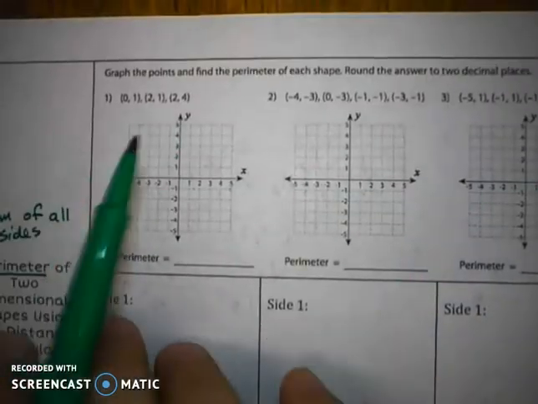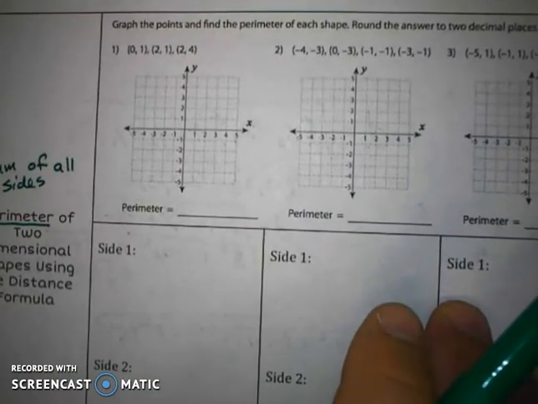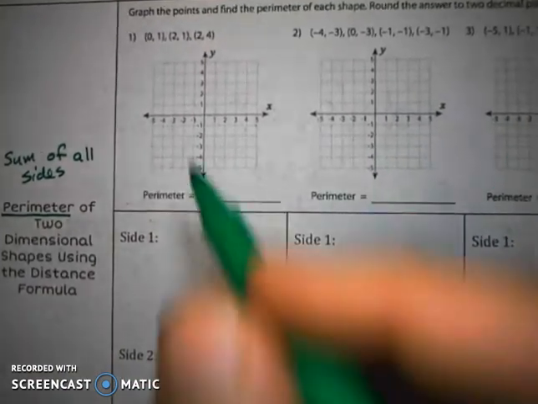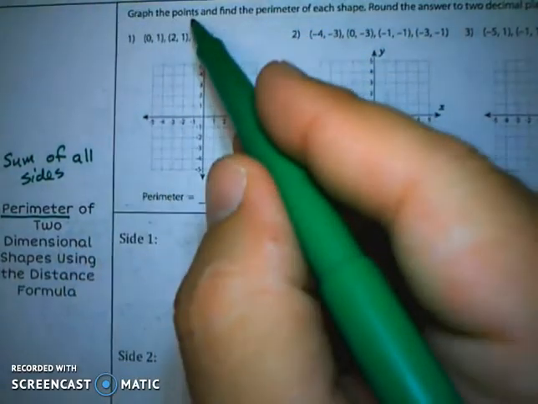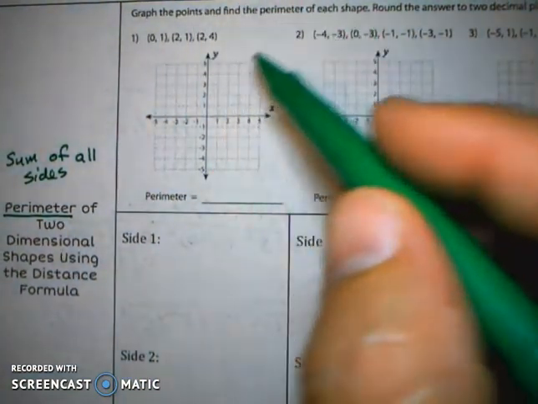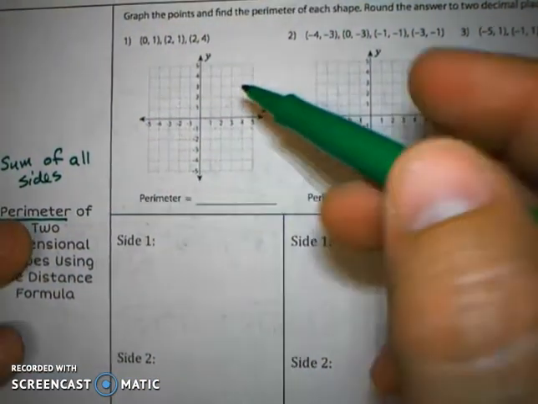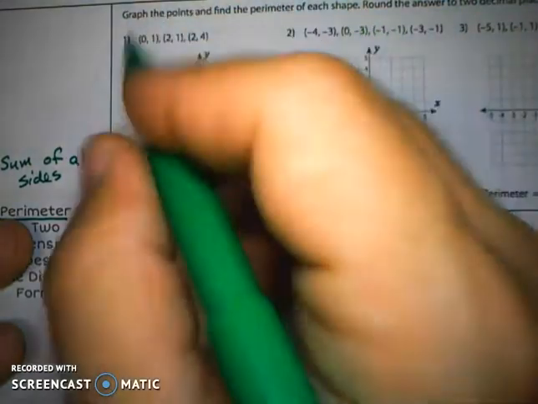I've zoomed in so you can see this, so I'm going to have to move the page back and forth so you can see what I'm writing. Let's try the first one. The first thing we always want to do is to graph the points and then find the perimeter of each shape using that distance formula.